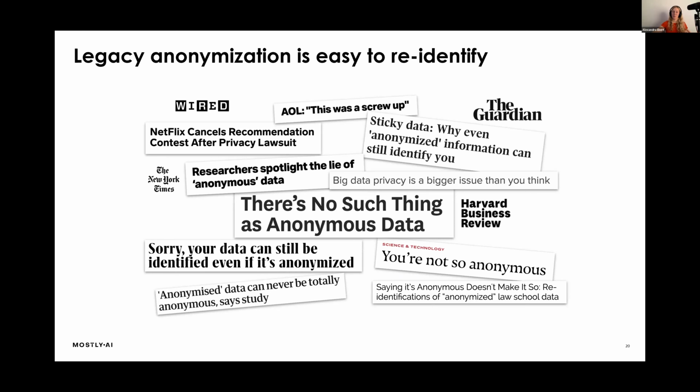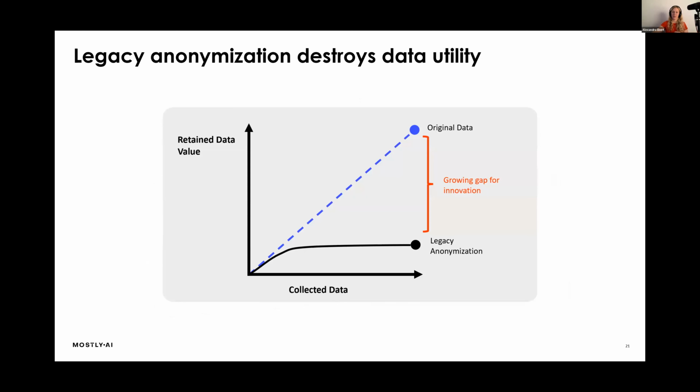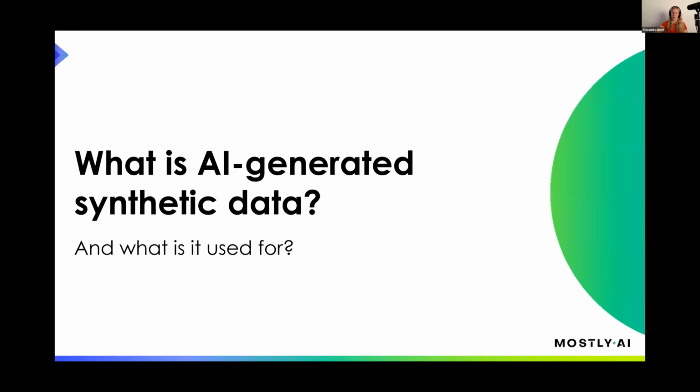And the consequence when we look into these limitations of legacy anonymization is that today we have so much more data, but with legacy anonymization, we have this hard ceiling, this growing gap for innovation, because we can only ever retain so little information before we run into this re-identification risk. And to solve this problem, to find out how you can still use data while protecting the privacy of your customers, of your employees, of your citizens, this is why synthetic data, AI-generated synthetic data for privacy protection, was invented.